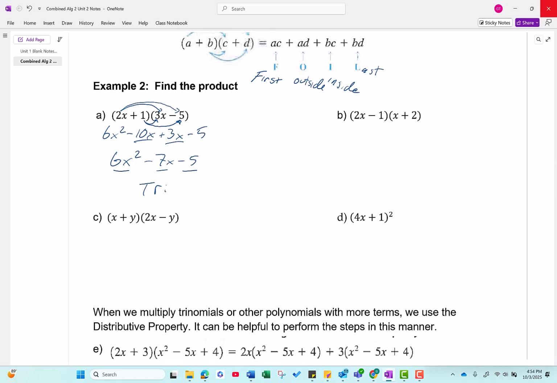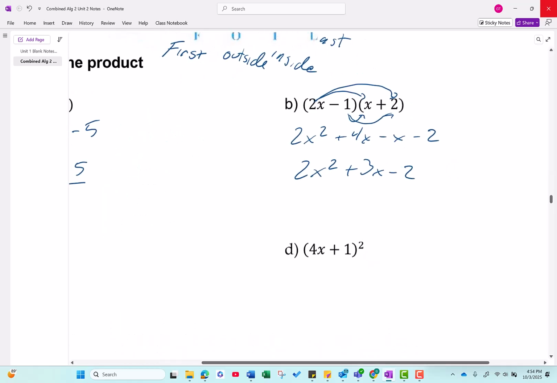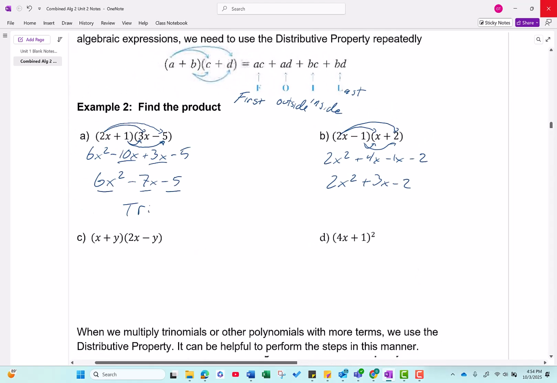All right, so first, outside, inside, last. Again, I got 2x times x gives me 2x squared. Outside gives me plus 4x. Inside gives me minus x. And then last gives me negative 2. So we got 2x squared plus 3x minus 2. So again, when x is by itself, it's as if there's a 1 right there. So 4x minus 1x gives me 3x. This also is a trinomial.